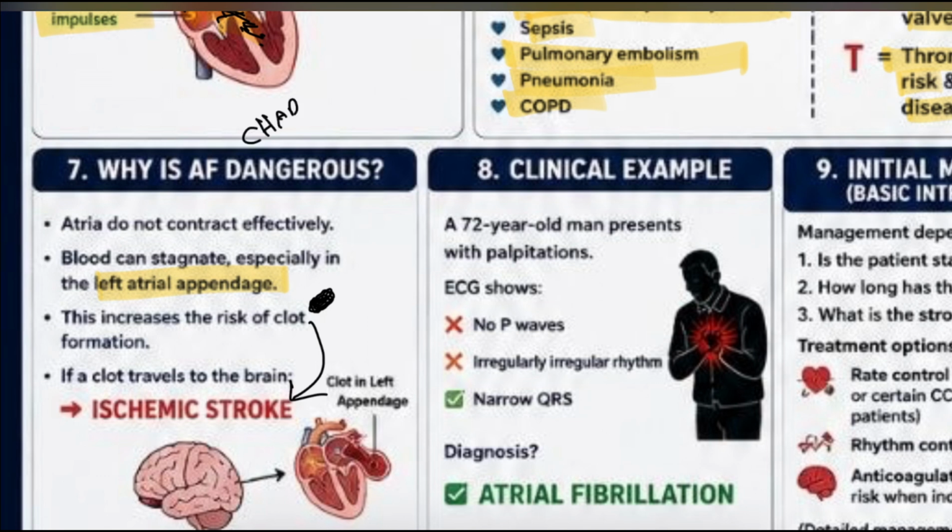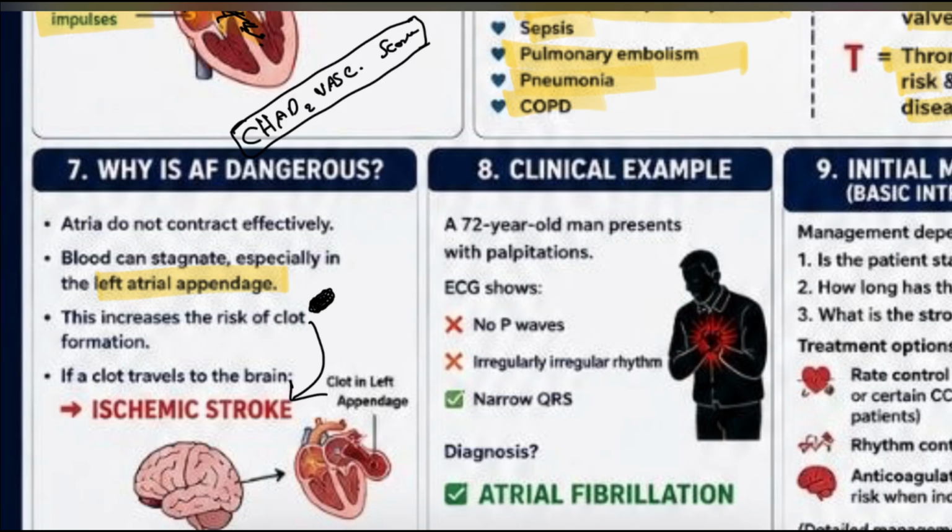So we are following one criteria we called CHA2DS2-VASc score. Okay, so this CHA2DS2-VASc score will help to manage atrial fibrillation with anticoagulants like warfarin or aspirin. So the CHA2DS2-VASc score will guide. So that's why anticoagulants are very important for atrial fibrillation.